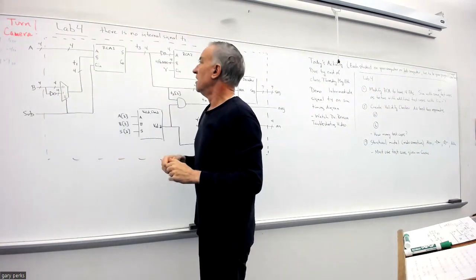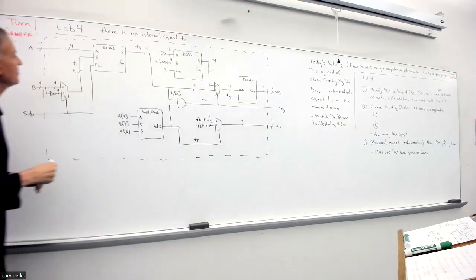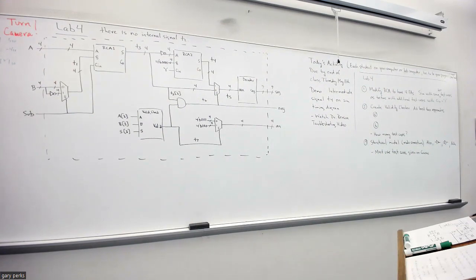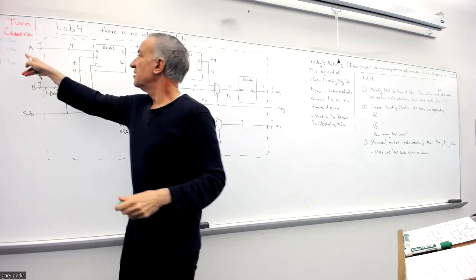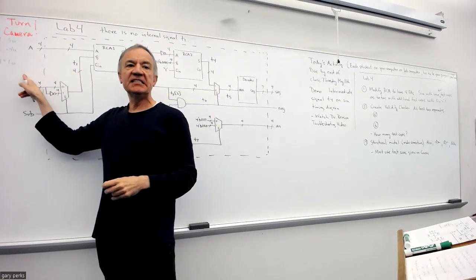Okay. So let's see what's going on here. The first thing is, let's say A and B are set to some numbers. Now, we're interpreting these numbers as 2's complement.